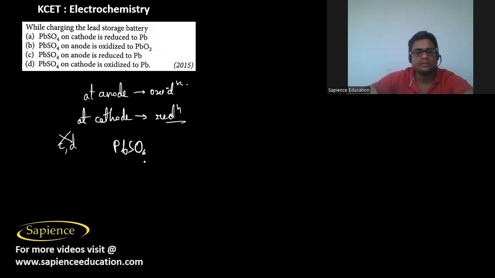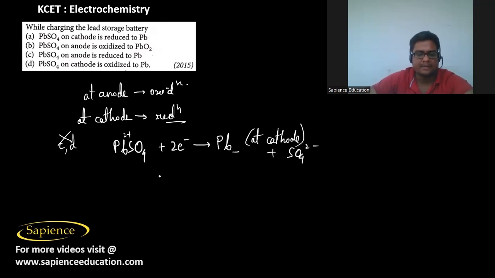PbSO4 will be reduced to lead, since here the Pb2 plus ion will gain 2 electrons to form lead at the cathode, and the sulfate ion will be there, so it means that at the cathode.